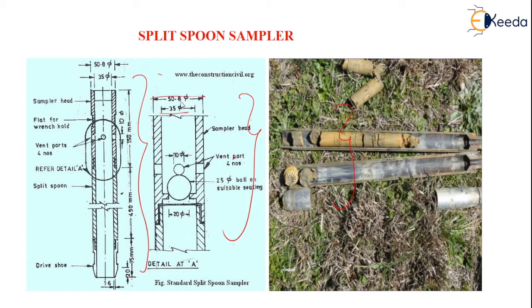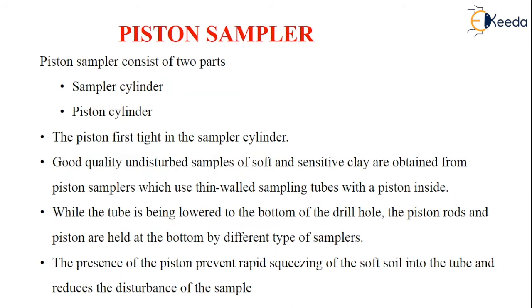Next one is the piston sampler. It consists of mainly two parts, the sampler cylinder and the piston cylinder. First the piston is fitted tight in the sampler cylinder. Good quality undisturbed samples of soft and very sensitive clay are obtained from this method, where they use thin wall sample tubes with a piston inside. These are used for undisturbed samples.